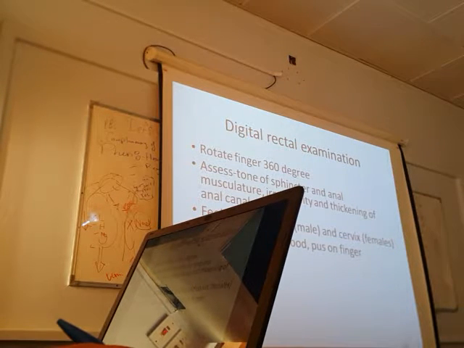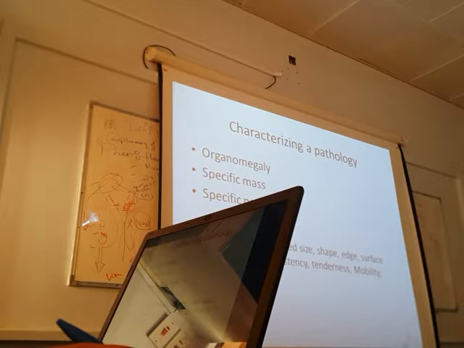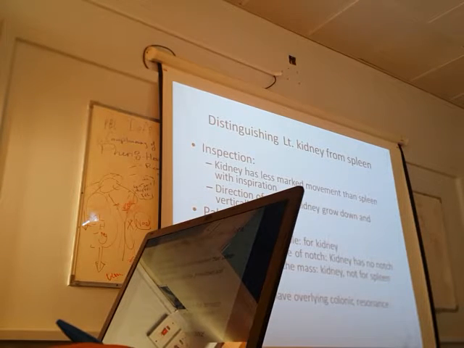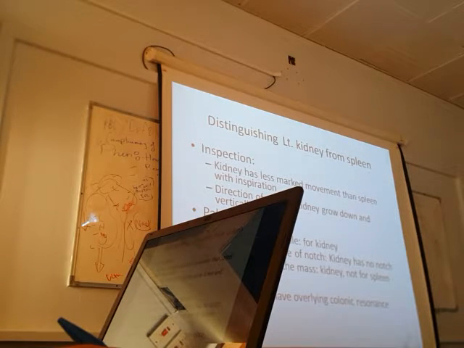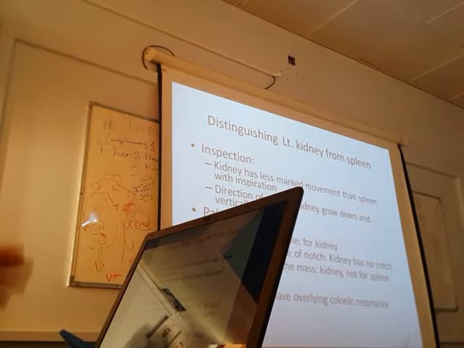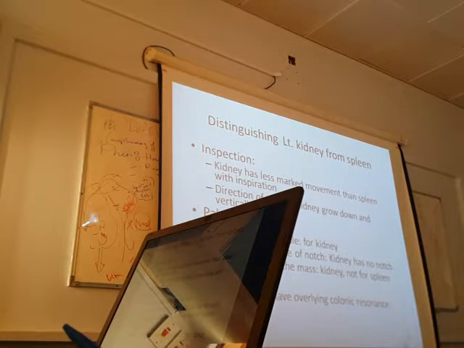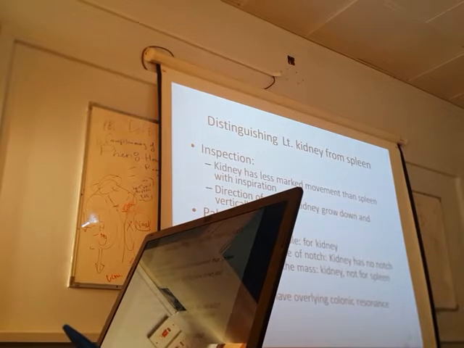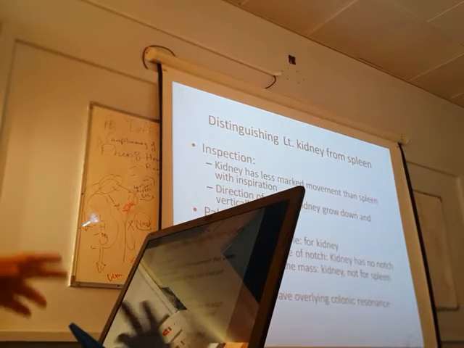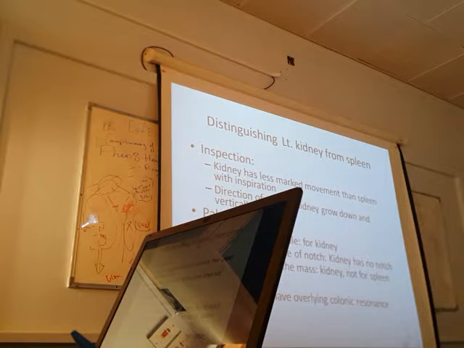Digital rectal examination: mass, organ location, estimated size, shape. I already told you this. Okay, the difference between the left kidney and spleen. The kidney has less marked movement than the spleen, because the kidney is retroperitoneal, outside of the peritoneum. Which other organ is retroperitoneal?